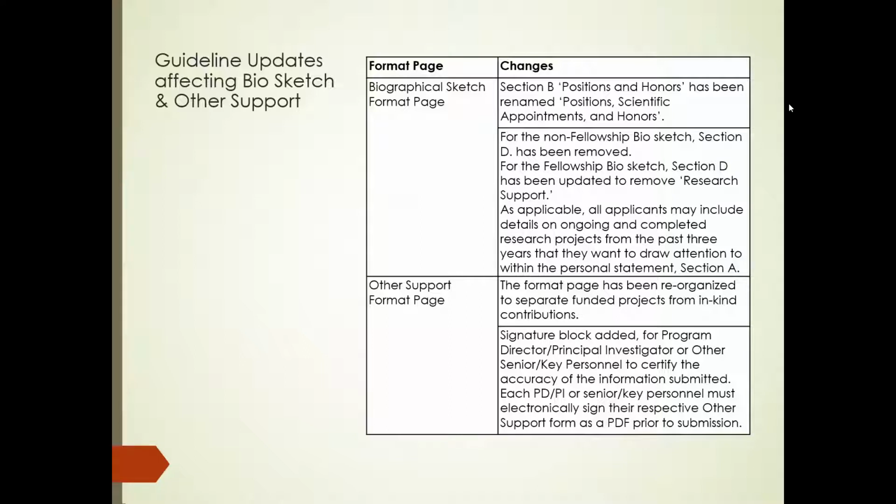So in the biosketches and the other support, some of the things that they were looking at changing was on the biographical sketch, section B would also have positions and scientific appointments and honors. It would cover all of those. And you wouldn't have a section D unless you were doing a fellowship. On the other support format page, it was reorganized, and they also added a signature block where you're certifying that what you're submitting is true and correct. And we'll go into that a little bit more too.